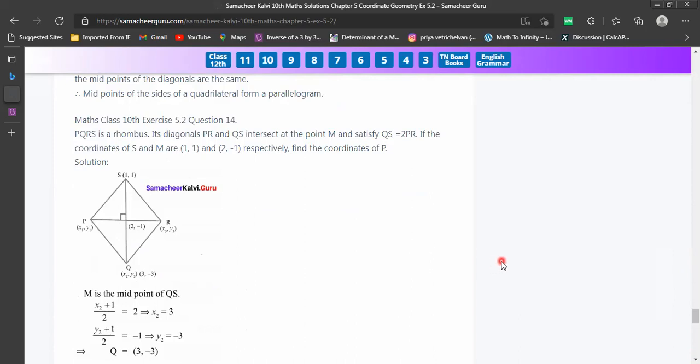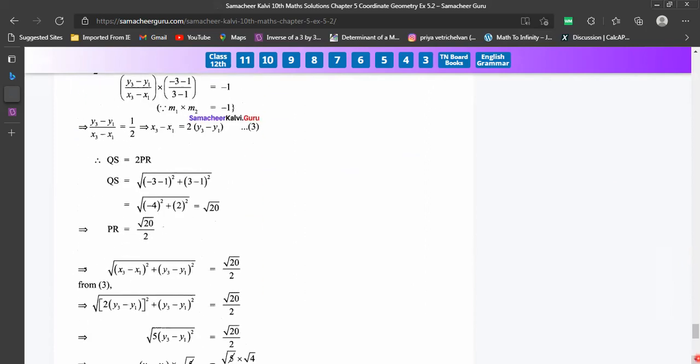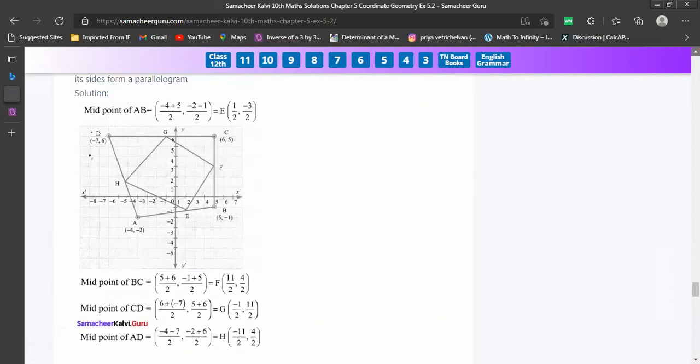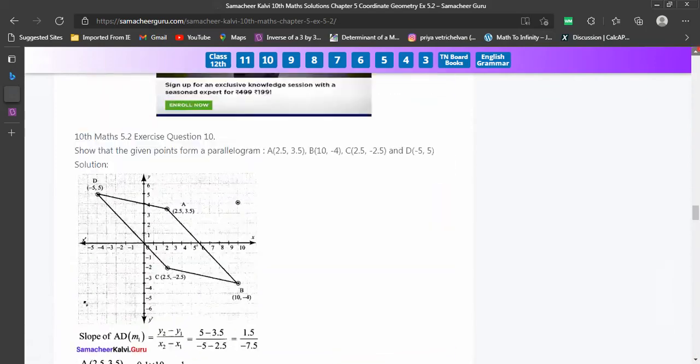Question number 14. They gave a rhombus. PQRS is a rhombus. Its diagonals PR and QS intersect at the point M. The sum is not there. Yeah, only 13 sums are there. Only 13. Very good. Okay, no problem. Then we can skip this one.